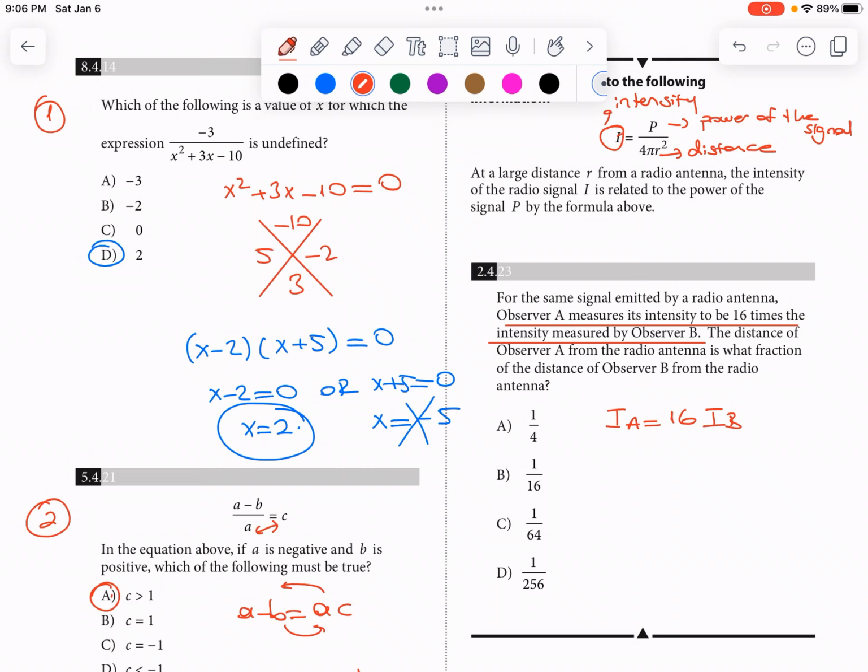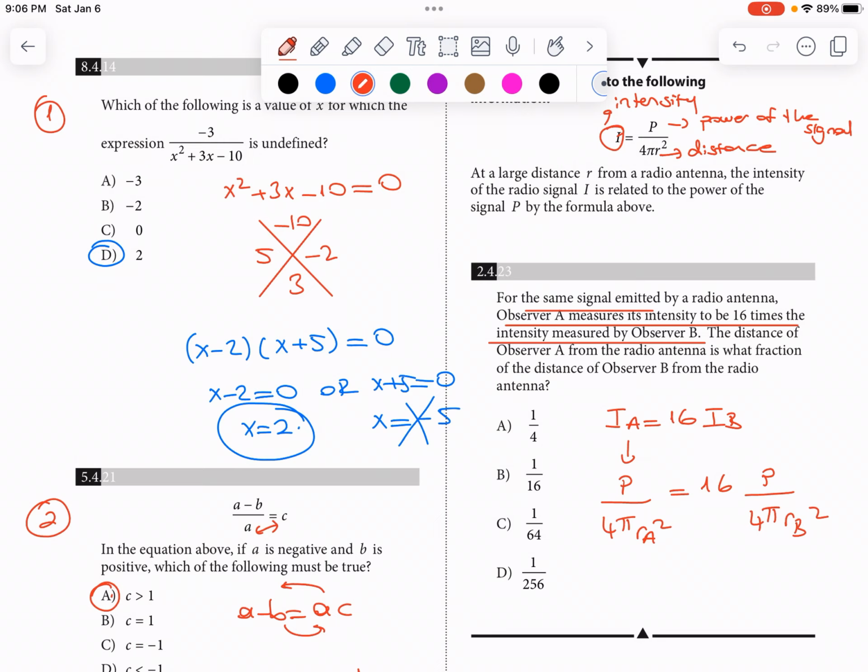Okay, so now what else do we know? They have the same signal. They have the same power of the signal. So which means the P's are going to be the same. So IA, which means P over 4 pi RA squared. They will have different distances but the same power of the signals. So P over 4 pi RA squared is going to be equal to 16 times P over 4 pi RB squared.